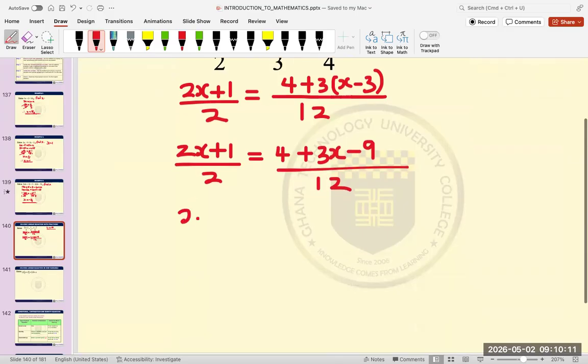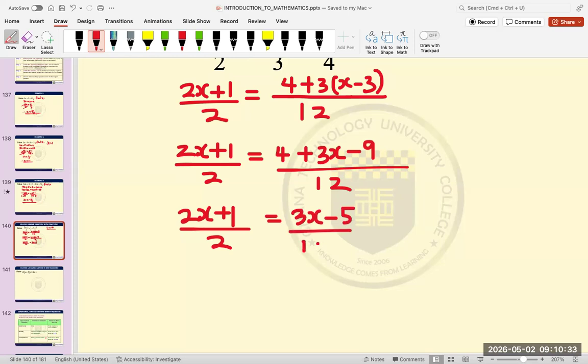We have 2x plus 1 divided by 2 is equal to, now look at it, 4 minus 9. You get -5. So this will be 3x minus 5 over 12.